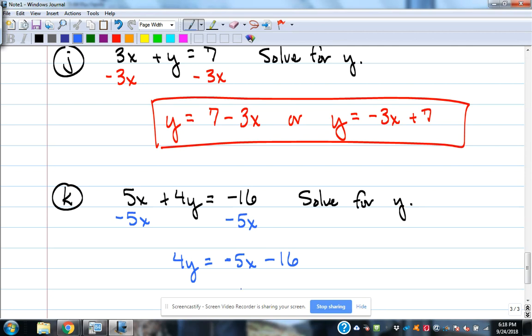Or you could do negative 16 minus 5x. It doesn't matter. I'm going ahead and writing it that way because that's what we're going to have to do later on anyway. So I'm just going to write it that way. Now what? Divide by 4. What gets divided by 4? Everything.